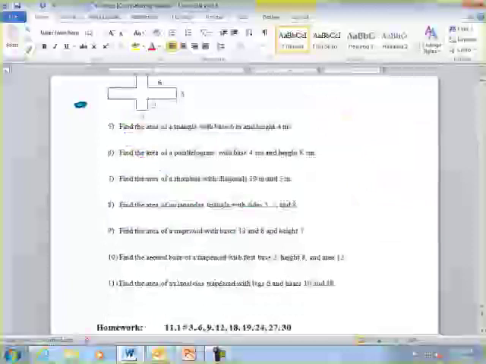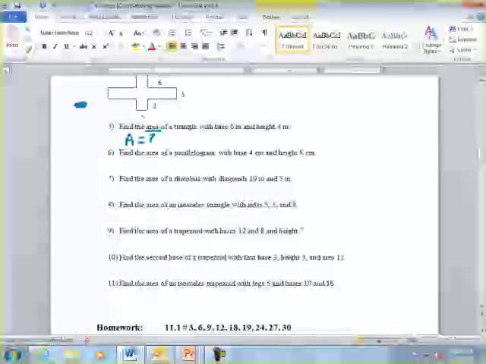So then number 5 asks for area of a triangle this time. What is our area of a triangle formula? Half times base times height. Because a triangle is half of a rectangle. If I cut a rectangle down its diagonal, I would have a triangle. So if a rectangle is base times height, then a triangle would be half of that.